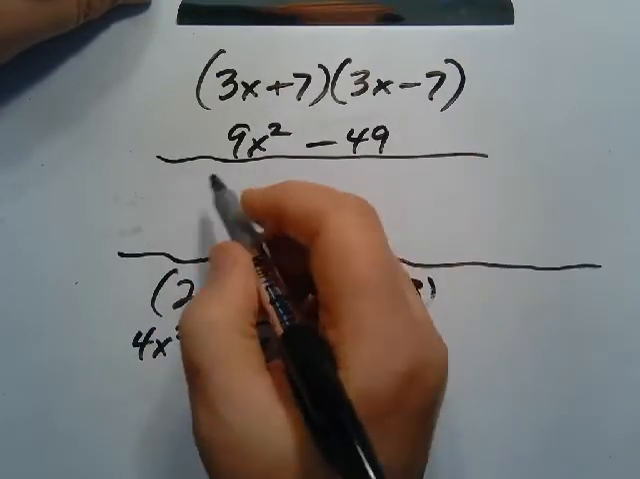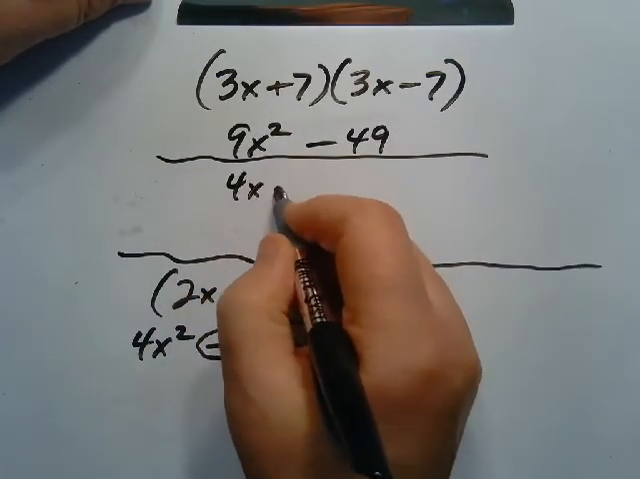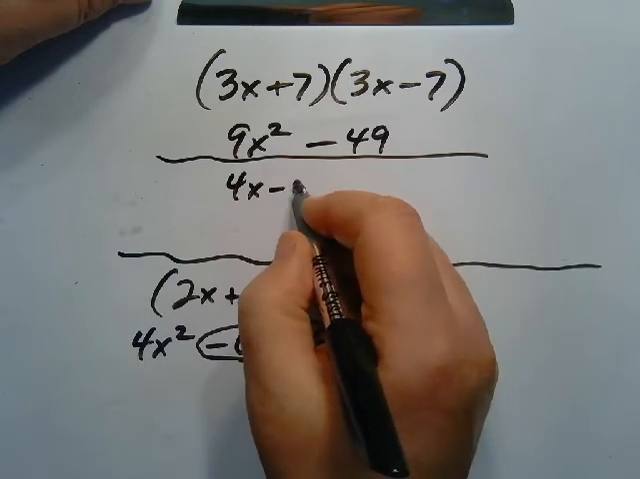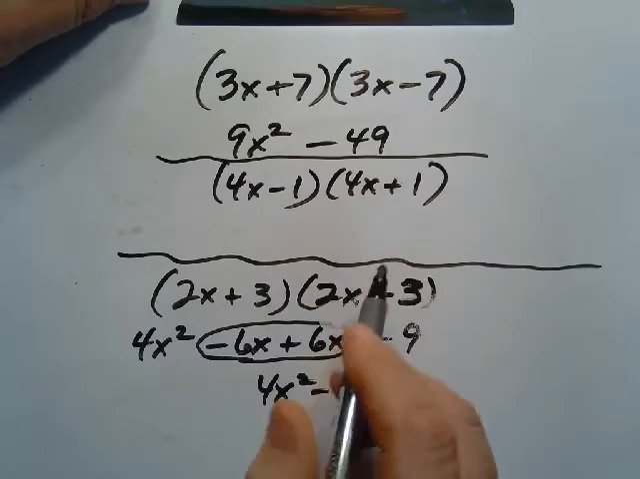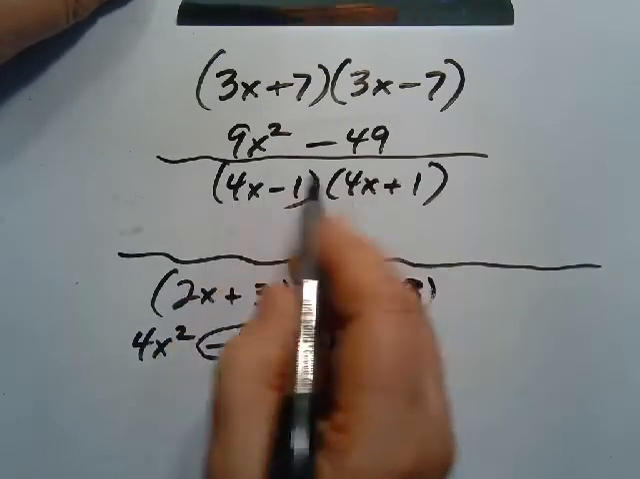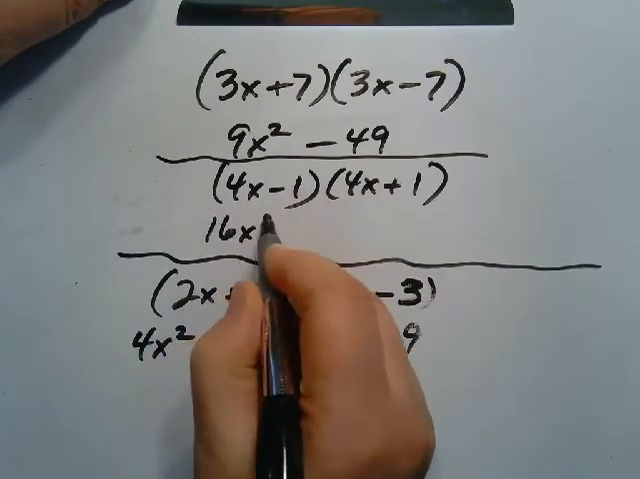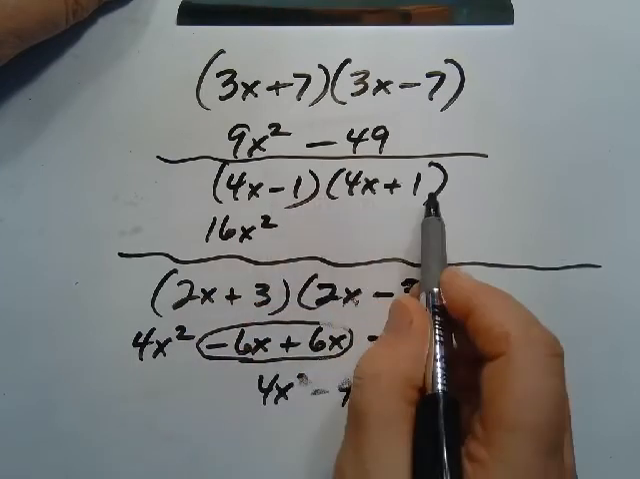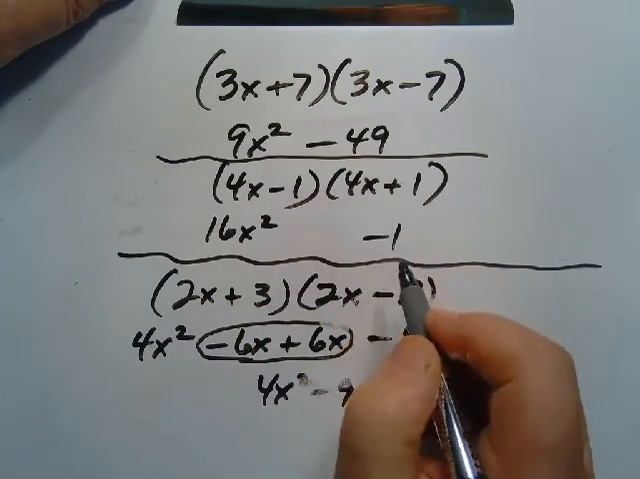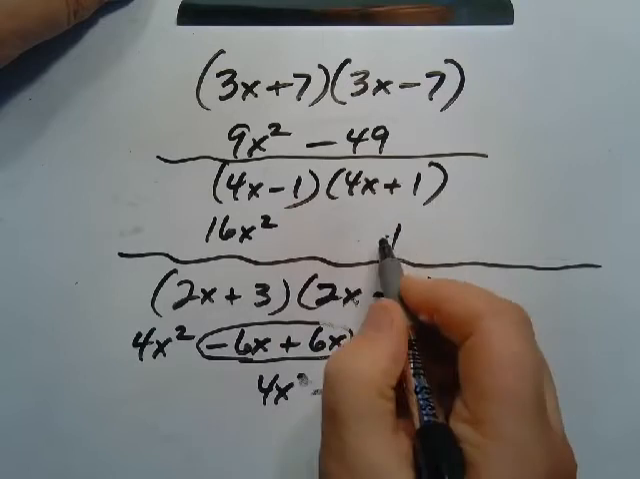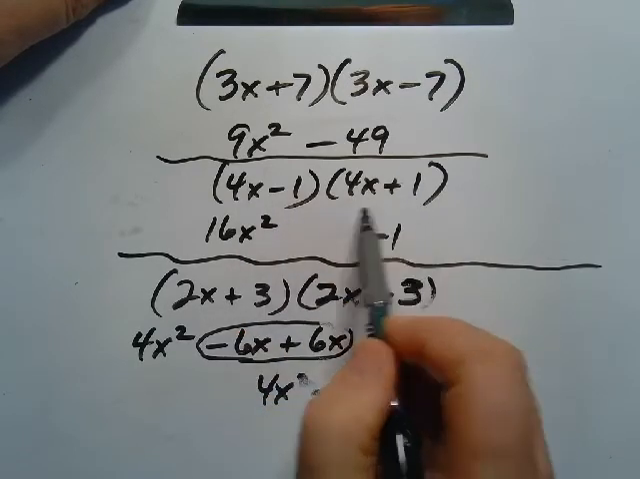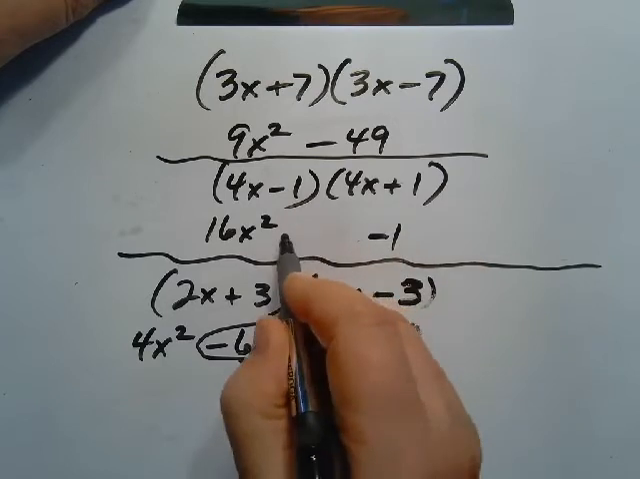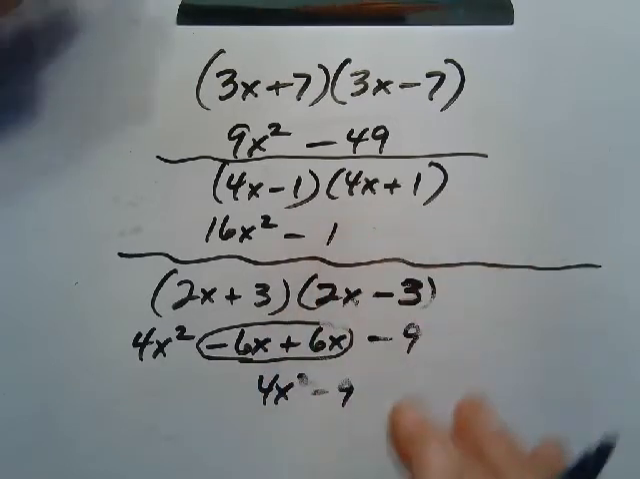Let's do one more here. 4x minus 1 times 4x plus 1. They're conjugates, so the middle terms will go out. 4x times 4x is 16x squared. Minus 1 times 1 is a negative 1. Now the middle terms, I'm not even going to show them here. It's negative 4x and positive 4x. You can see that. So here's our answer, 16x squared minus 1.